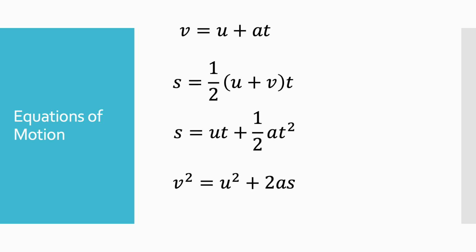So here is displacement s equal to half (u plus v) multiplied by t. This is the displacement from average velocity. (u plus v) divided by 2 gives you average velocity. Average velocity multiplied by time gives you displacement. Then we have s equal to ut plus half at square. And finally v square equal to u square plus 2as.